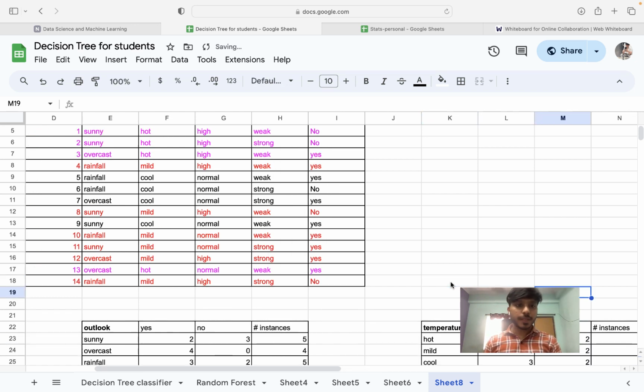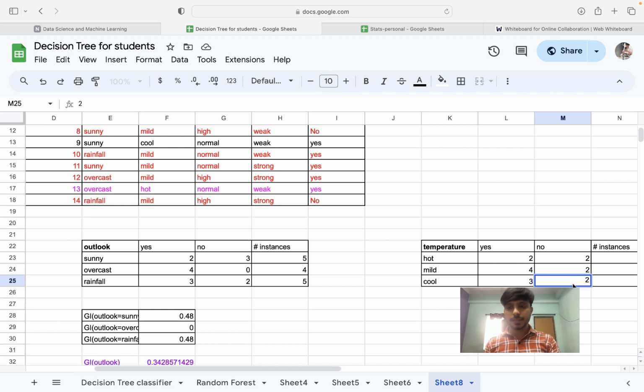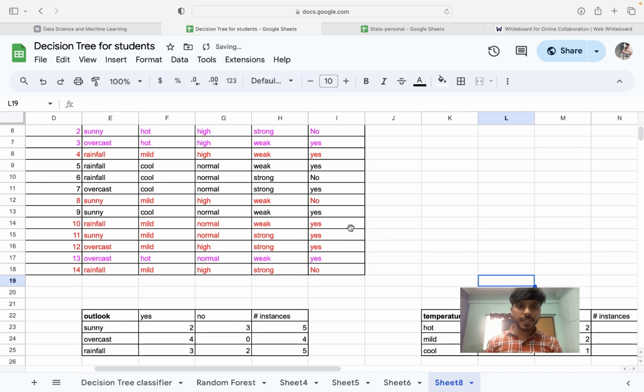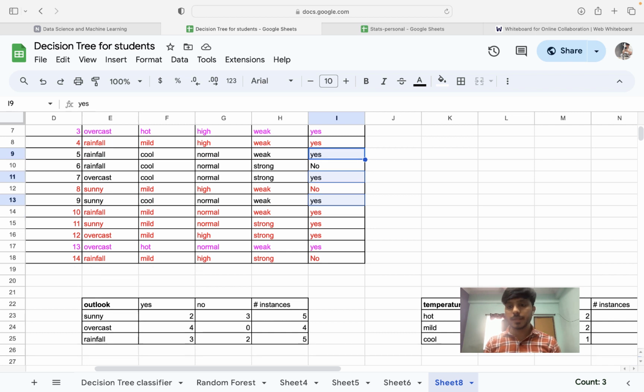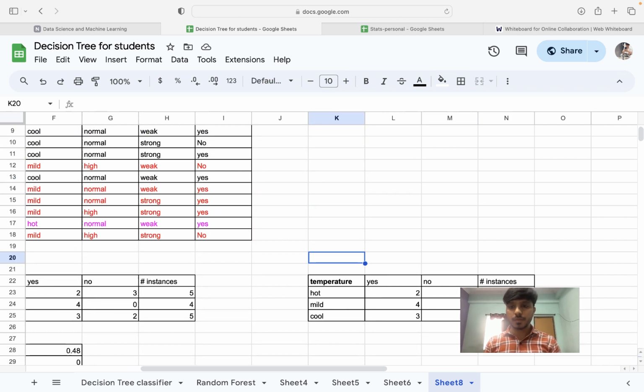Alright, next I'll have to look into the cool part. This cool, 1 2 3 4 cools. Out of 4 cools, 3 yes and 1 no. 3 yes and 1 no, in total is 4. So how is it 3 yes? This is 1 yes, this is 2 yes and this is 3 yes, and 1 no, this no. Okay, so instances are 4.